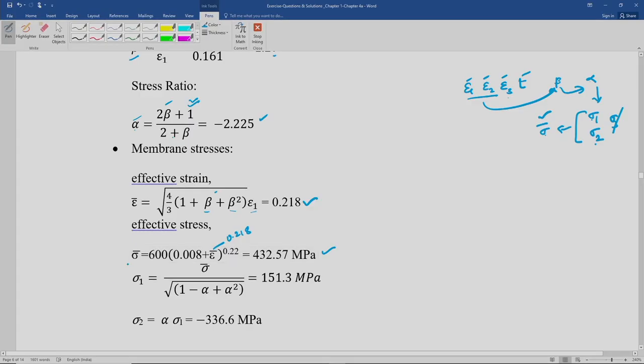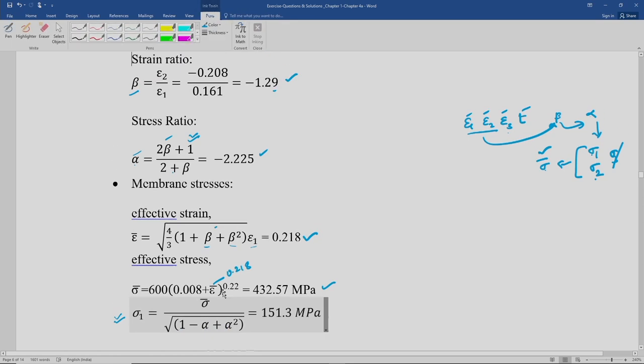For that, epsilon bar has to be known, and epsilon bar depends on epsilon 1, 2 and 3, which actually depends on the new and original dimensions. That's all. So if sigma bar is known, I can write this von Mises effective stress equation, which is nothing but sigma bar is equal to sigma 1 into square root of 1 minus alpha plus alpha square, that I already know. I think we have used this before also, isn't it?